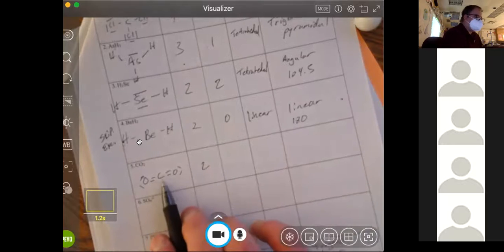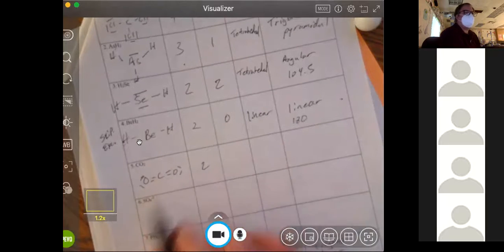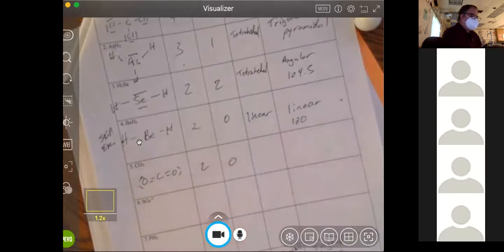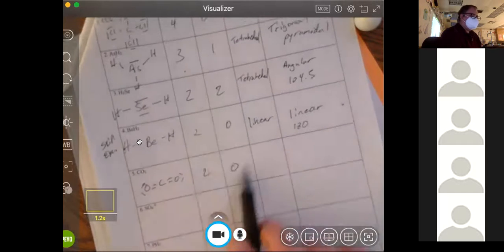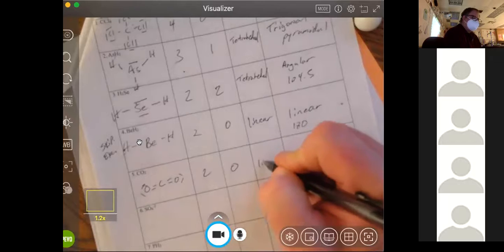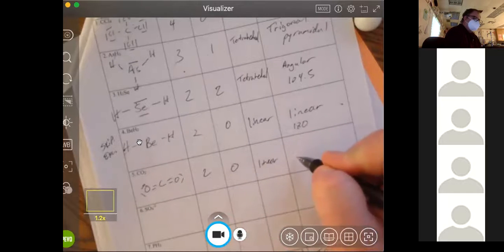How many unshared pairs? We're only looking at the carbon. How many carbon unshared pairs are there? There are 0. Again, 2 bonded atoms, 0 unshared pairs. That is linear. And that is linear, 180.